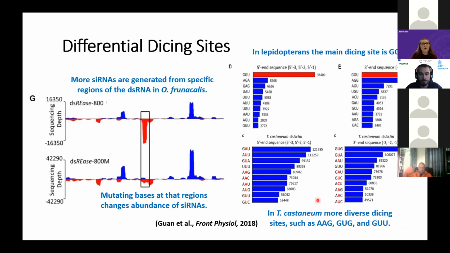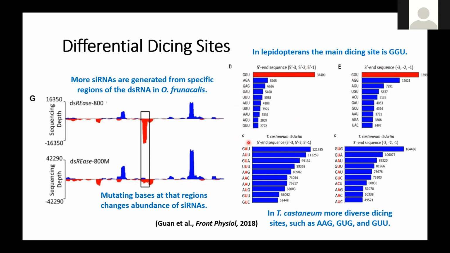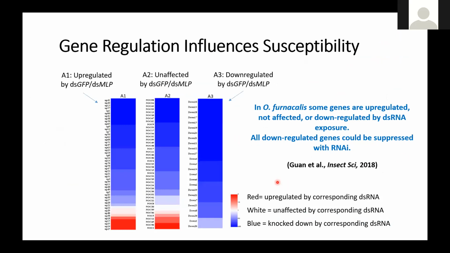So what could be driving this? Well, differential dicing sites for different insects have been described recently. So if you look at a length of double-stranded RNA, you can see that there are some regions where a whole bunch of siRNA are generated, and then other regions where less siRNA are generated. And when you mutate the base pairs in those regions, you can actually change the abundance of the siRNAs. And so further research in Lepidopterans showed that GGU is the main dicing site in a lot of species. However, in the red flower beetle, dicing occurred at A's and U's, so there are actually more diverse dicing sites in some species than others. So this could definitely influence susceptibility to RNAi within and between species and between genes.